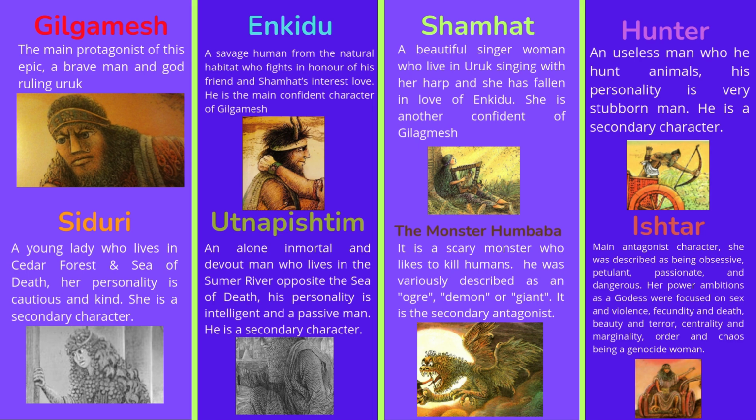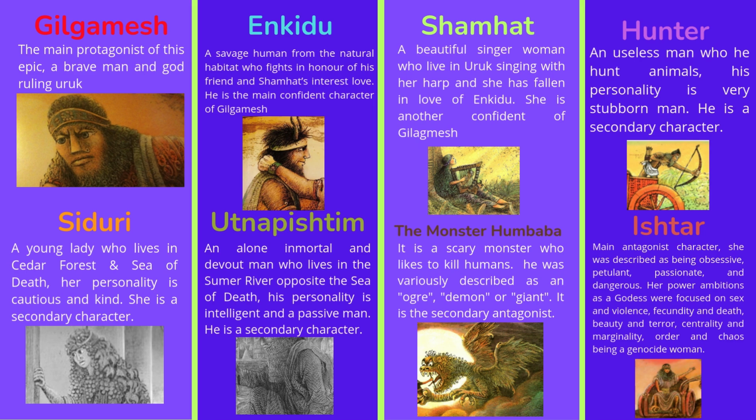After having moved through the plot analysis, we are going to get to know the characters of this trilogy with their personalities and their type of character within the book. The first character is Gilgamesh, the main protagonist of the epic, a brave man and god ruling Uruk. The second character is Enkidu, a savage human from the natural habitat who fights in honor of his friends and Shamhat's interest in love. He is the main confidant of Gilgamesh.